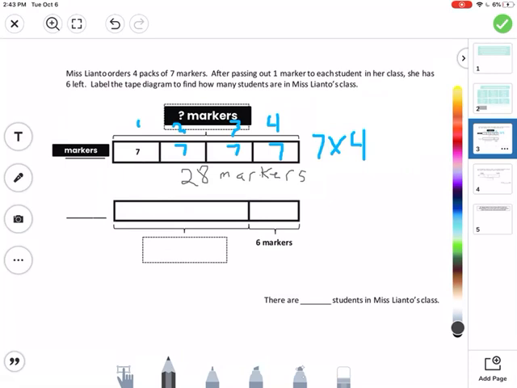Awesome. 28 markers. This represents 28 markers, right? So we have this piece of information. Miss Lanto orders 4 packs of 7 markers, which we have right here. And after passing out 1 marker to each student in her class, she has 6 left.